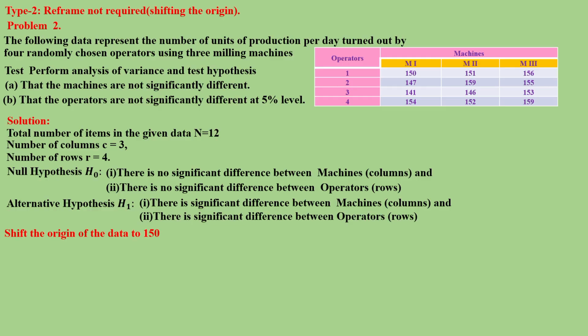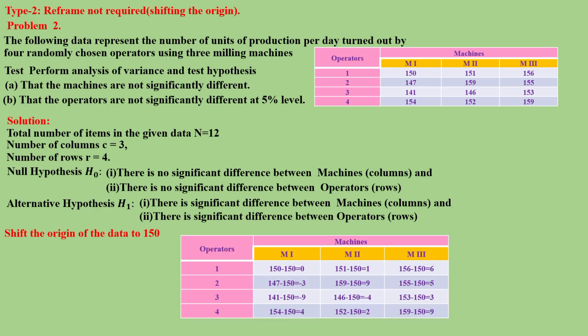Now we are going to shift the origin to 150. So subtract each and every number. 150 is subtracted from each and every number in the given data. So for operator 1, 150 minus 150, 151 minus 150, 156 minus 150, and so on, then for the fourth operator 159 minus 150. So you will get 0, 1, 6, 3, 9, 5, 9, 4, 3, 4, 2, 9. So this is the new data, and we are going to use it for calculating ANOVA.